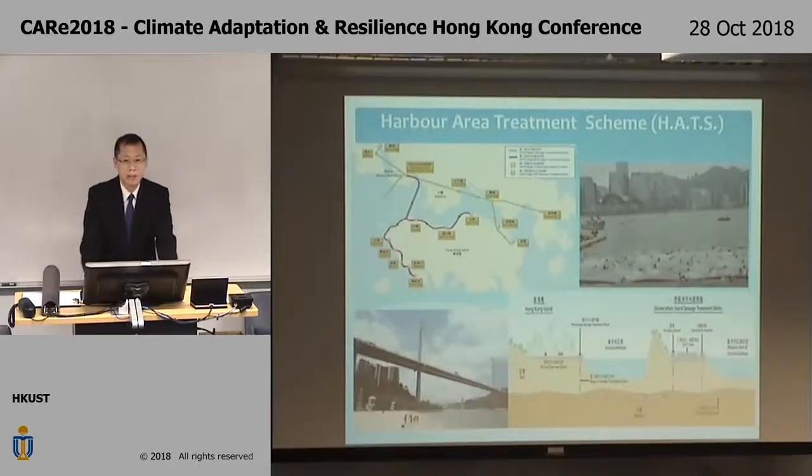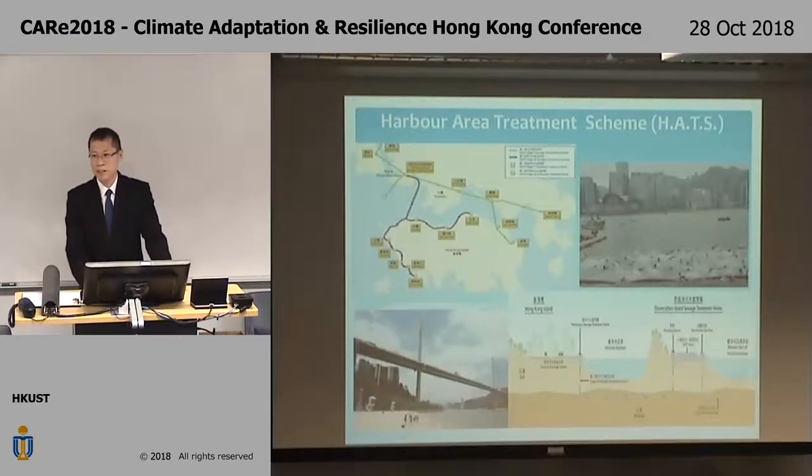Last Sunday was not a very beautiful day. The weather was not that good, windy, cloudy. But trust me, the water quality is very good. I also swallowed several mouthfuls of the seawater during the event, and I'm still standing here, okay.